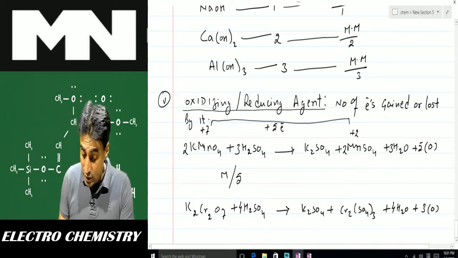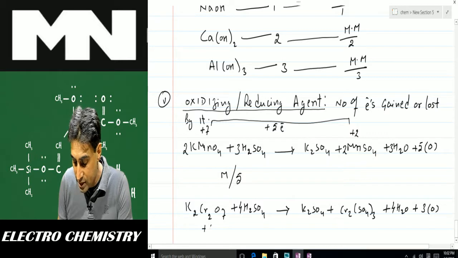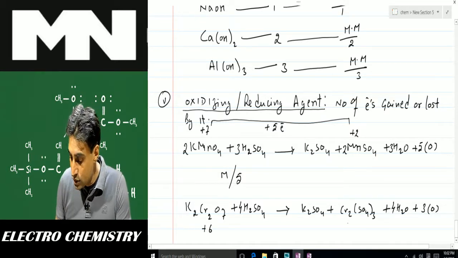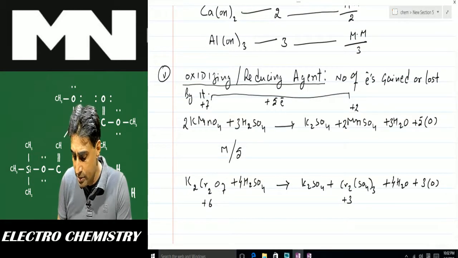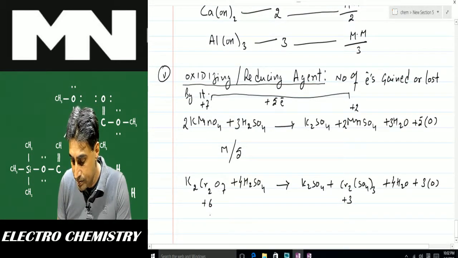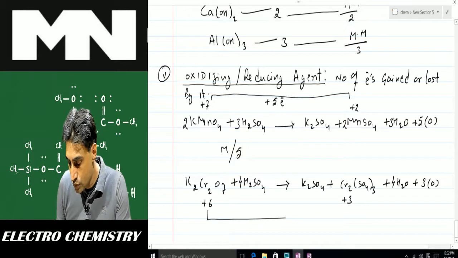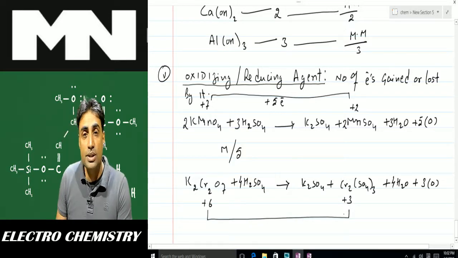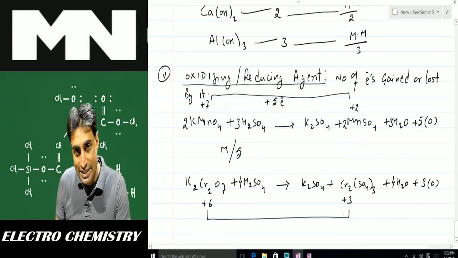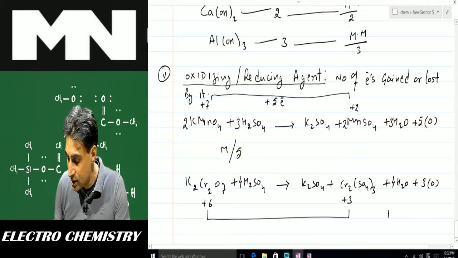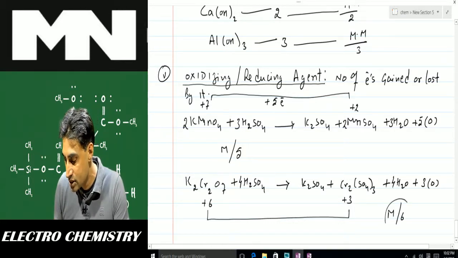In this case, on the reactant side, if we calculate the oxidation number of chromium, that comes out to be plus 6. Whereas on the product side, it is plus 3. That means chromium is changing its oxidation state from plus 6 to plus 3. That means one chromium is gaining how many electrons? 3 electrons. And how many chromiums we have got here is 2. So the total number of electrons gained is 6. That's why its equivalent mass is its molar mass divided by 6.